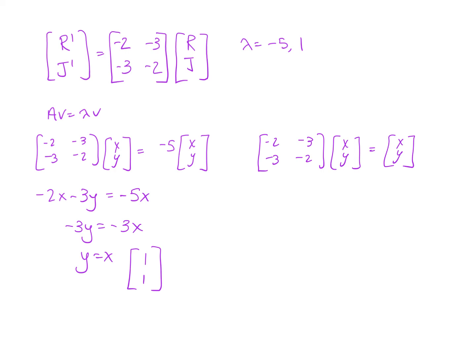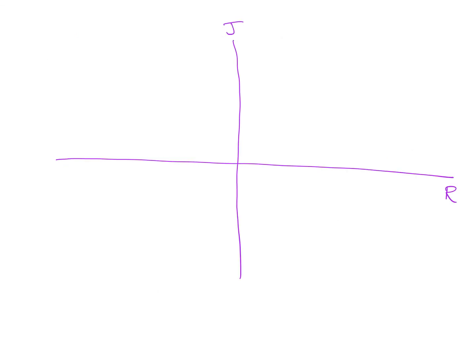And then in my other eigenvalue, I have -2x minus 3y equals x. So -3y equals x plus 2x is 3x. So y equals -x. So 1, -1 would be an eigenvector. To sketch the phase portrait, I'm going to put in these two straight line solutions and start from there. Okay, so here is a phase plane, Romeo and Juliet on the horizontal and vertical axes.